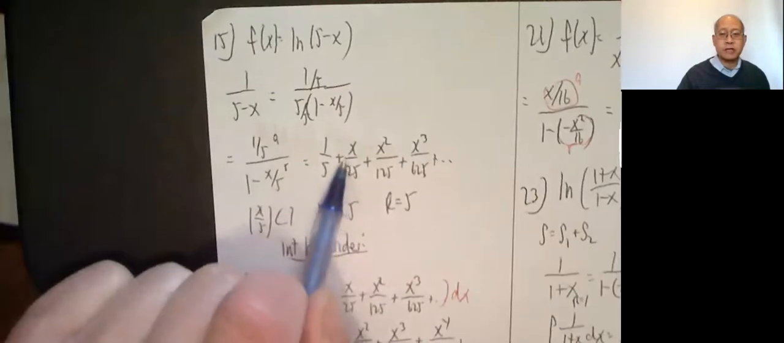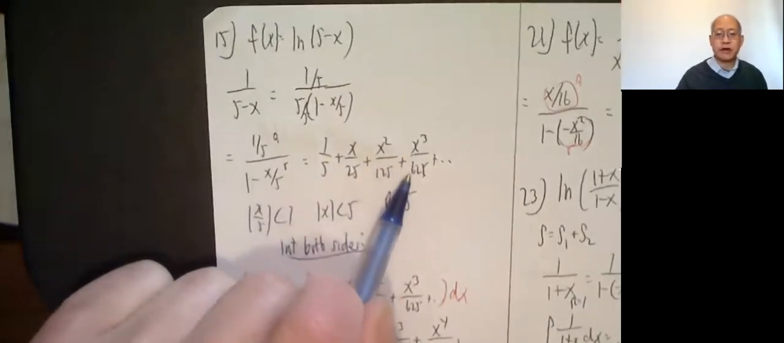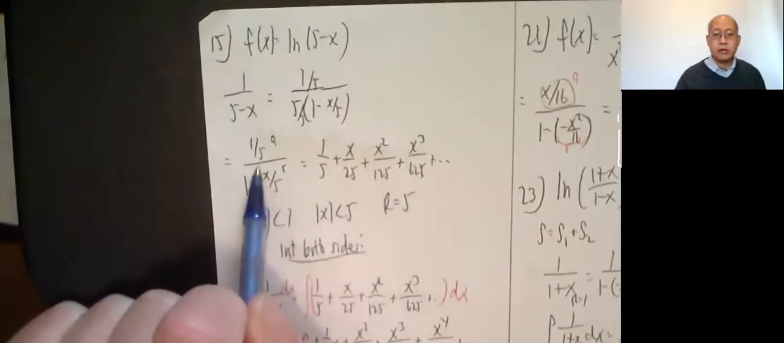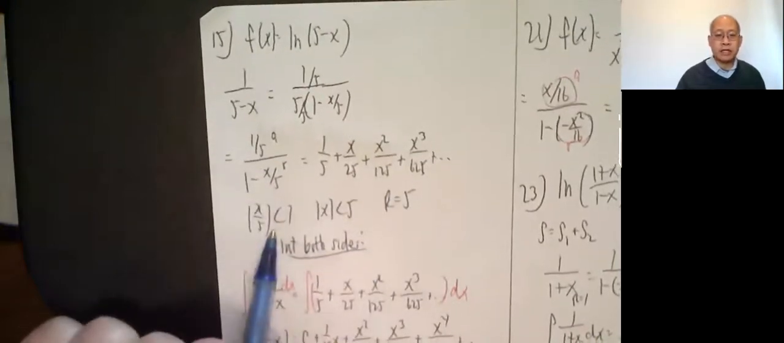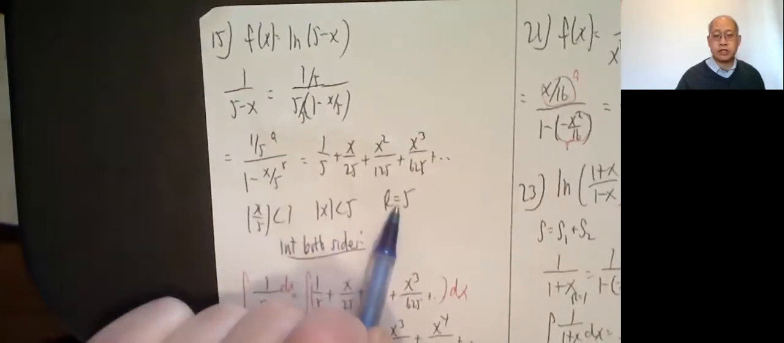So 1/5 plus x over 25 plus x squared over 125 plus x cubed over 625 and so on. Okay, you want absolute value of x over 5 to be less than 1. Multiply both sides by 5, you get that. So the radius of convergence is 5.